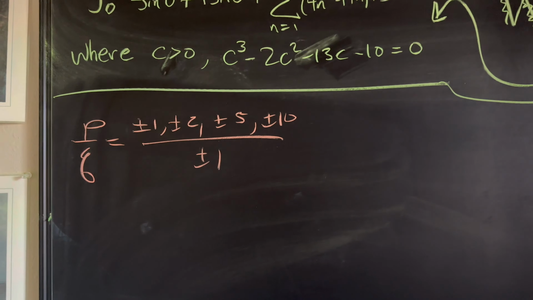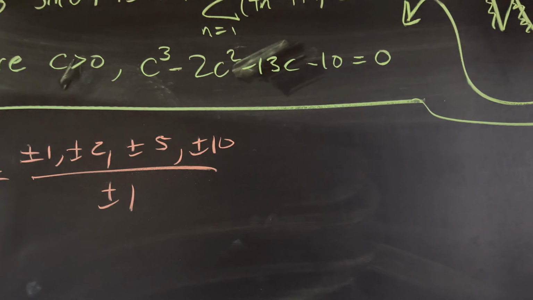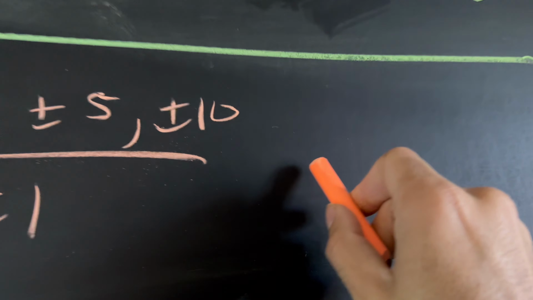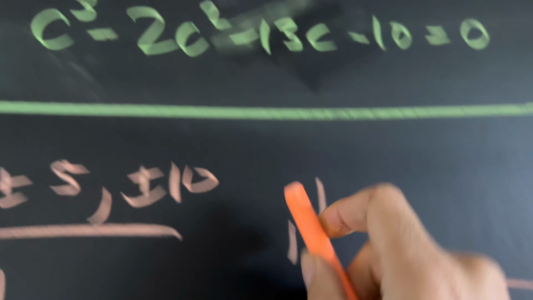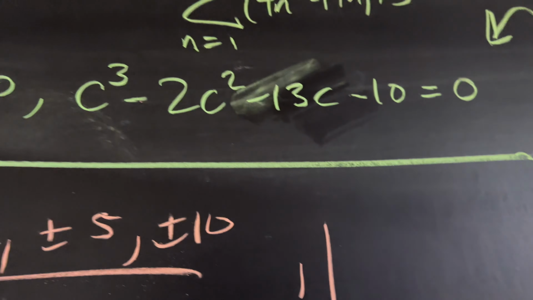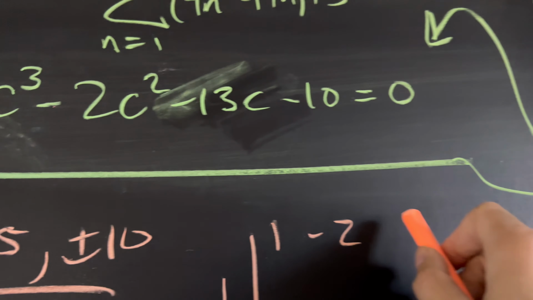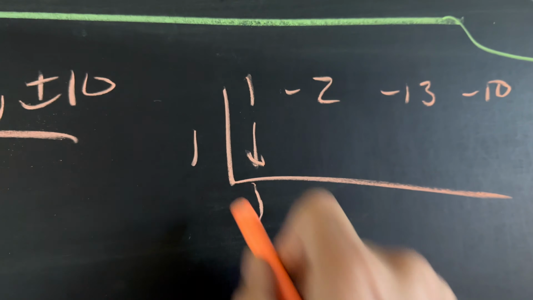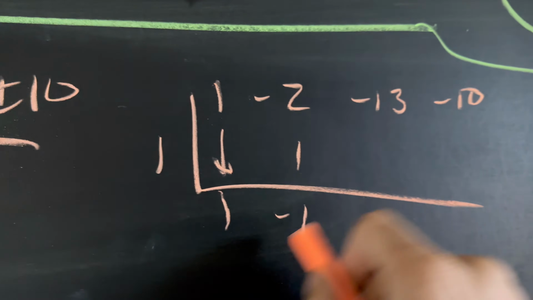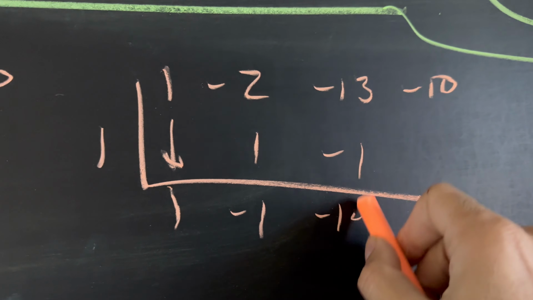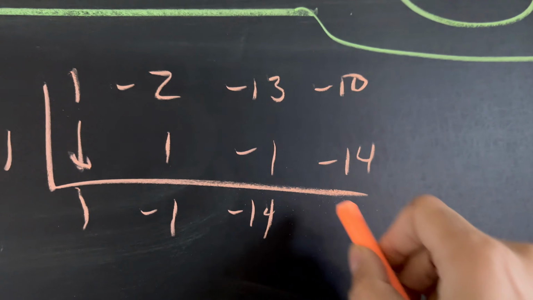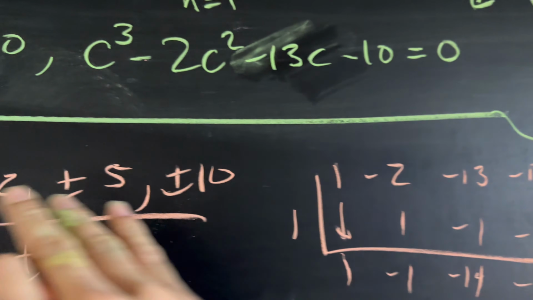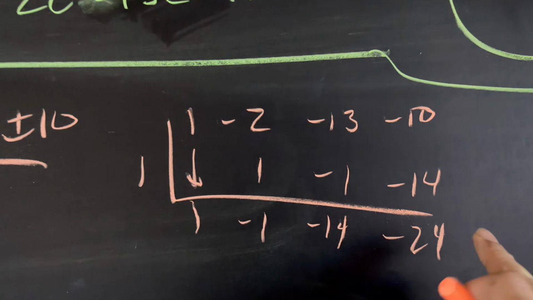I'm going to show you how we will solve for this. I'm going to use synthetic division to check which of these are going to make this true. Let's say we try 1. I have the coefficients of each term here: 1, -2, -13, and -10. With synthetic division, you bring the 1 down, then 1 times 1 is 1, then you have -1, then -14, and this right here is -24. We want 0, because this tells me that if I plug in 1 here, I get a value of -24, so we know that's not going to be an answer.